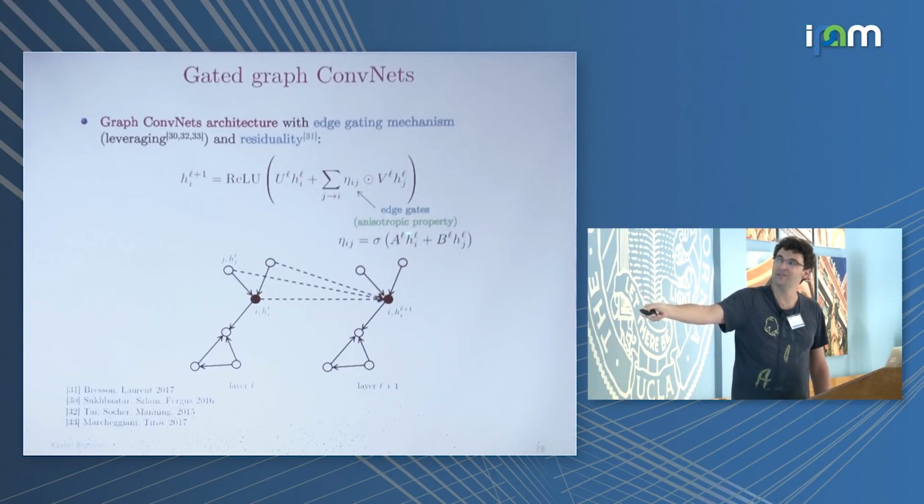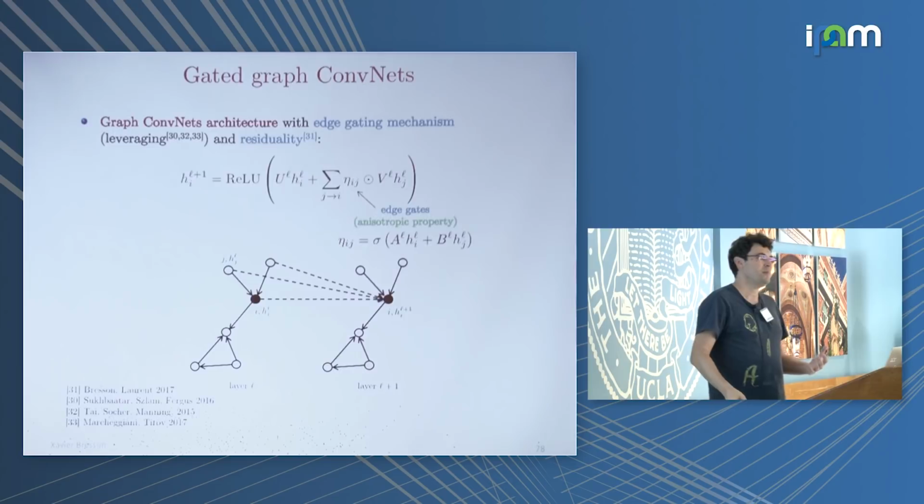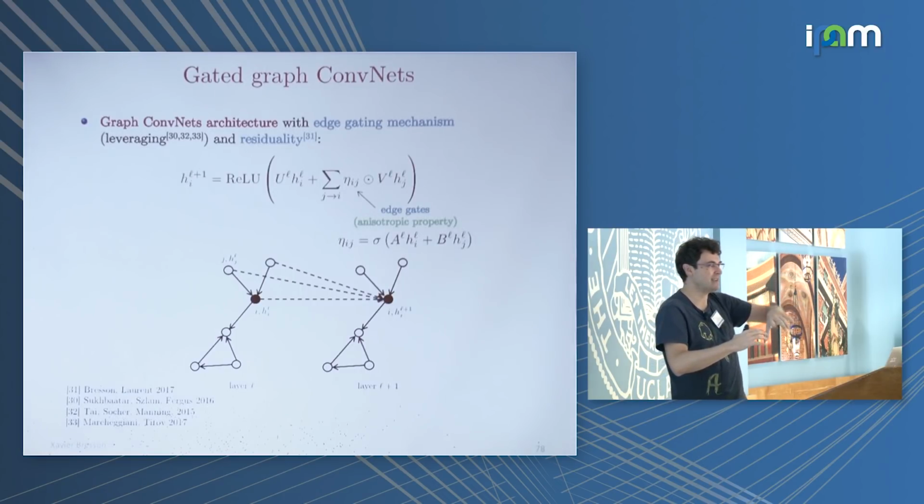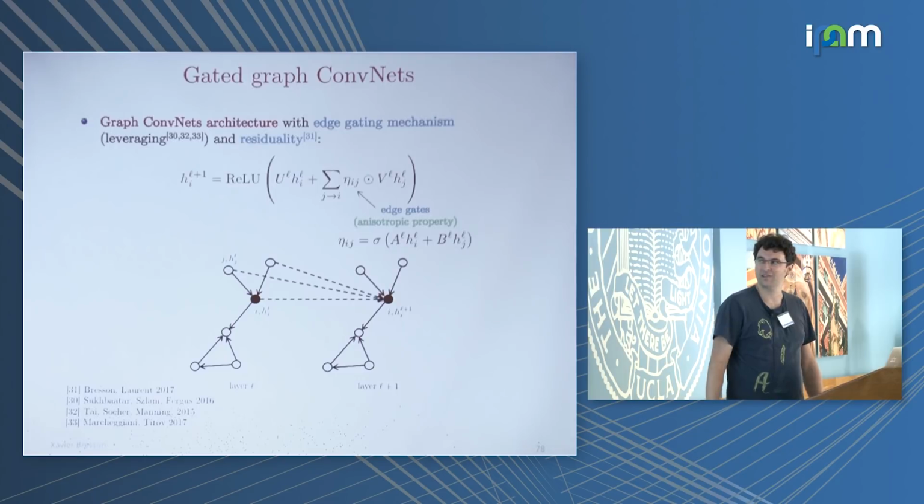And you also add anisotropy to the system. Because the spectral filters, for example, are isotropic filters. So they don't care which vertex in the neighborhood is considered. So here you can add back some anisotropy. And you need to learn these parameters again, of course.